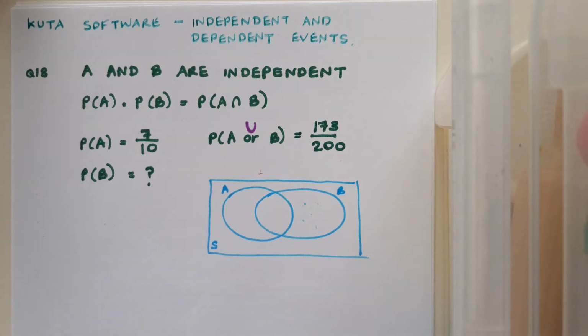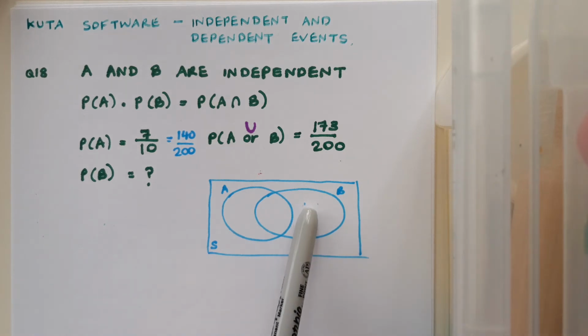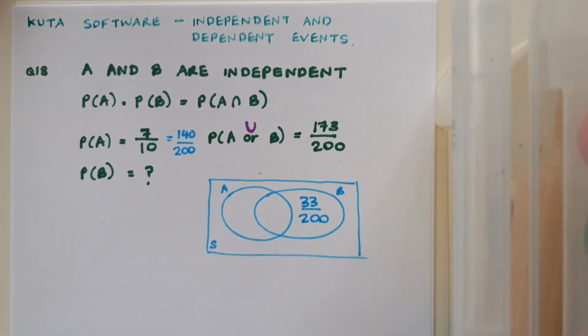To make life a little bit easier for myself, first of all, I'm going to get everything with a common denominator in the information that I have so far. So I'm going to write the probability of A as 140/200. Now this whole set A is 140/200, and the whole lot of A and B all together is 173/200. So actually now I know what to fill into this part of the diagram. That part of the diagram is going to be 33/200.